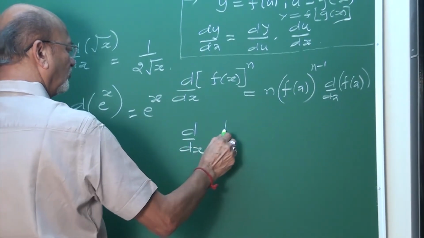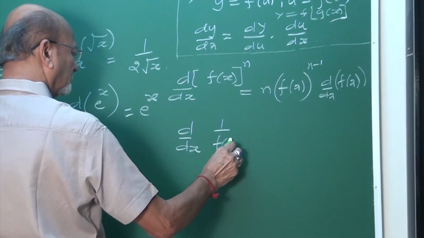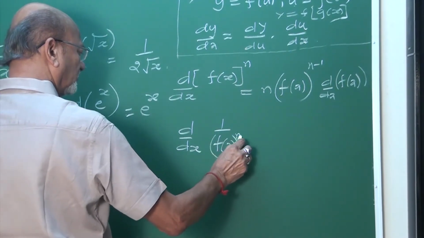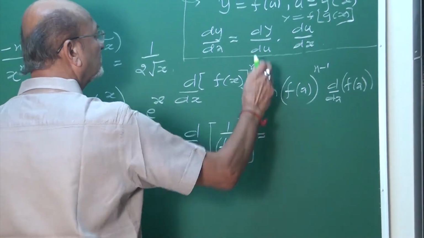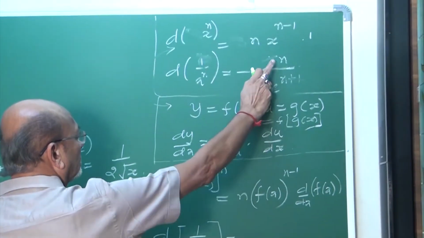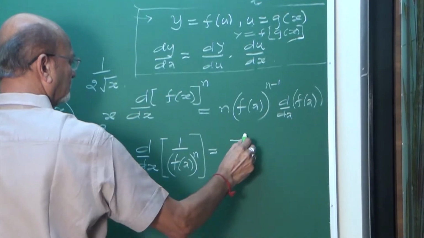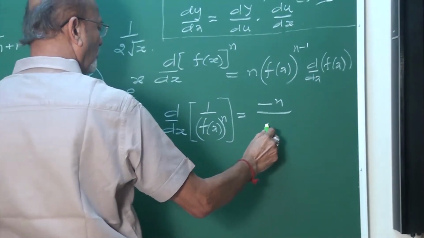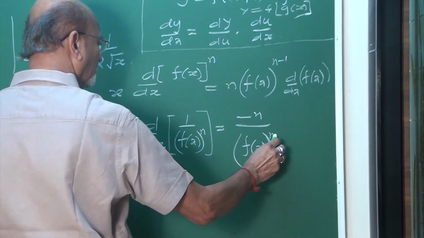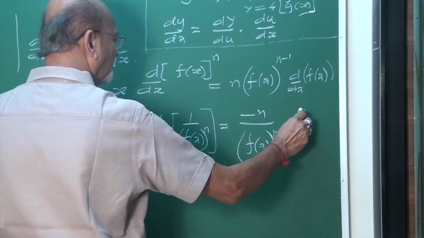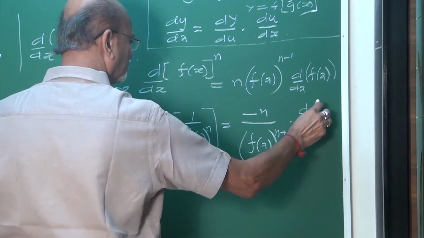Second, d/dx of 1 upon (f(x))^n. See, what is it? It is minus n, yes, upon the denominator with one power more: (f(x))^(n+1) into d/dx of f(x).